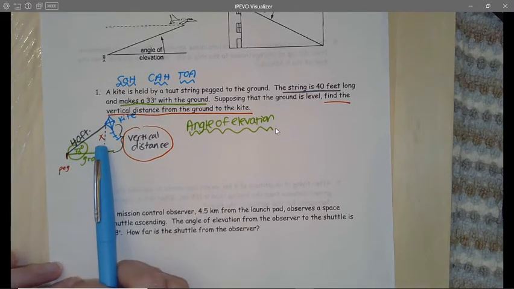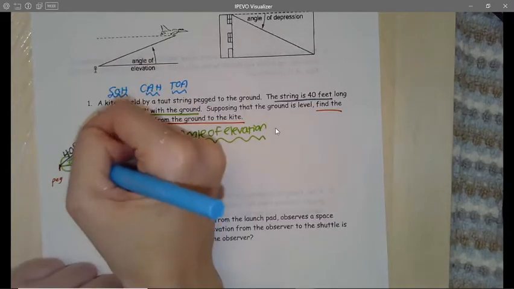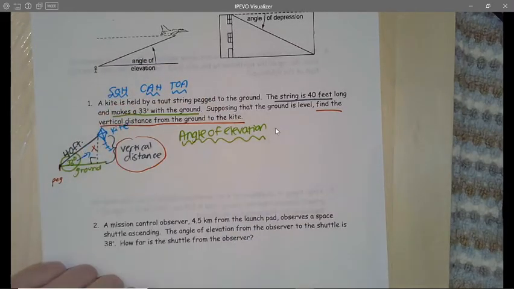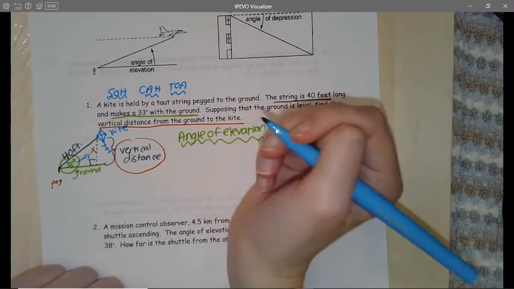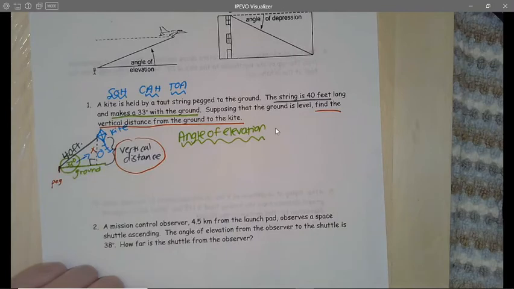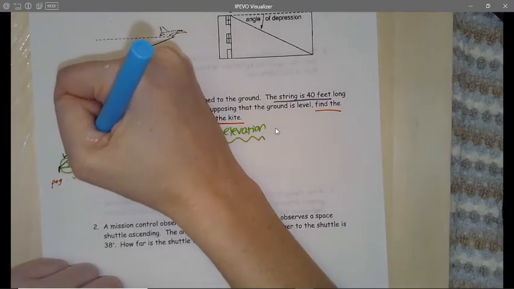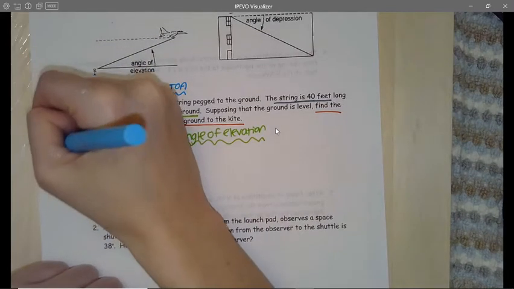So side x, is it the opposite, adjacent, or hypotenuse of this right triangle? Well, that's the side that is directly across from my 33-degree angle. So this will be, you guys are brilliant, the opposite side. Okay, and the 40 feet, this is the side directly across from my right angle. So what do you think? That is the hypotenuse.